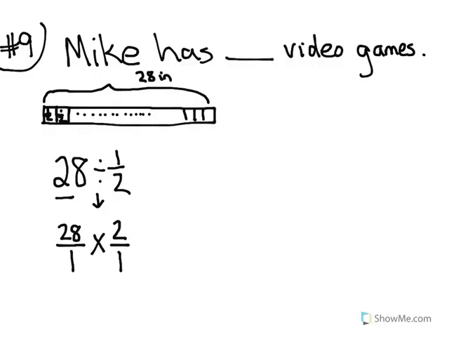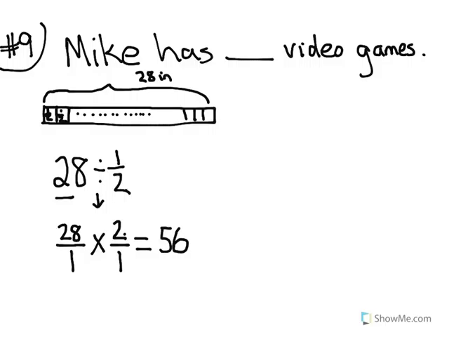So all I did was flip that fraction. My denominator became my numerator. My numerator became my denominator. So 1/2 became 2/1. Now, I have a simple multiplication problem. I'm going to do 28 times 2, and I am going to get 56. That's telling me that 56 video games would fit on one shelf.